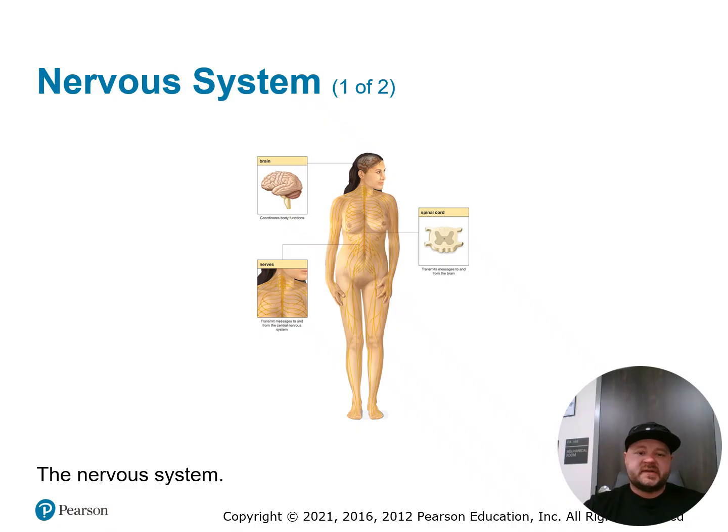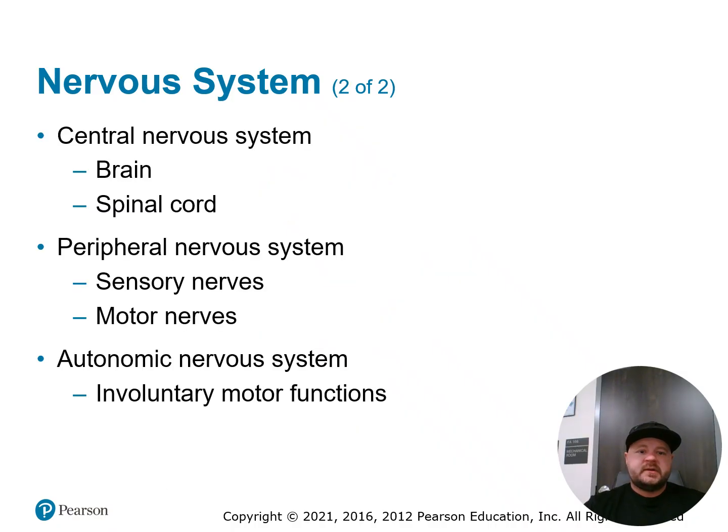All right, our nervous system. So we have our central nervous system, which is made up of the brain and spinal cord. And then our peripheral nervous system has sensory nerves and motor nerves. And then our autonomic nervous system controls involuntary motor functions.